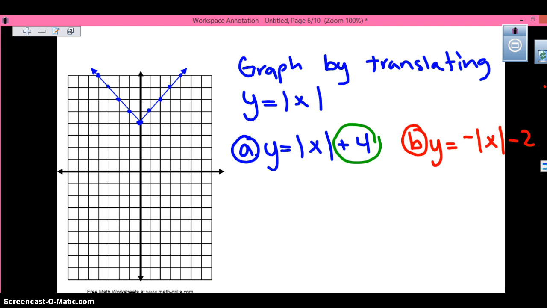If we have to graph y equals the negative absolute value of x minus 2, it's the same shape, but because there is a negative sign in front of the absolute value, the V opens downward. Now we're shifting this graph 2 spaces down. 1, 2. Same shape, opening downwards.